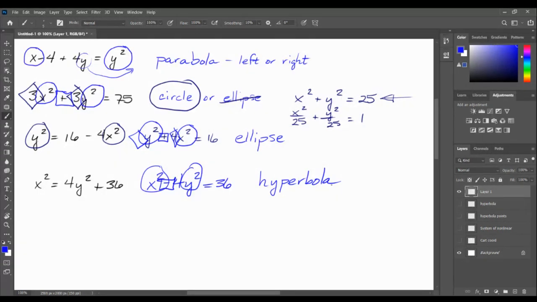And it all comes down to how many squared terms you have. If you have multiple squared terms, get them on the same side. If they're added together, it's a circle or an ellipse. If they're subtracted, it's a hyperbola. The difference between the circle and ellipse is the coefficients to the squared terms. If they're identical, it's a circle. If they're different, it's an ellipse. And that's really, in a nutshell, how to tell at a glance which conic section you have from the equation.